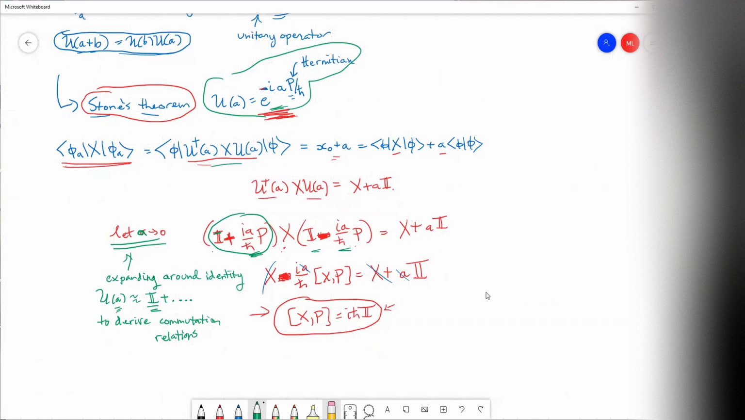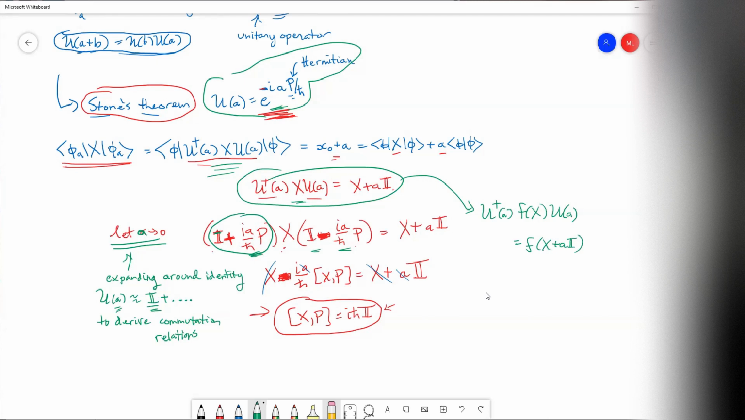And of course, since this just performs a simple translation like that, you can argue, using the kinds of things you did on your homeworks, that this works for any function of the X operator. It just takes that function and translates it by A. That's directly from the kinds of arguments you did on homework 2 here.